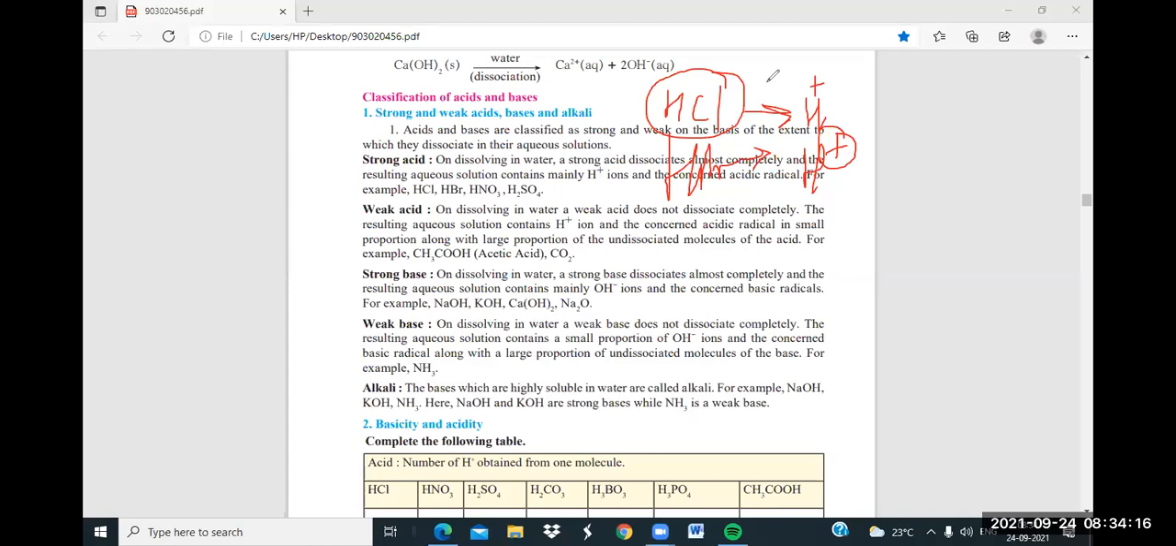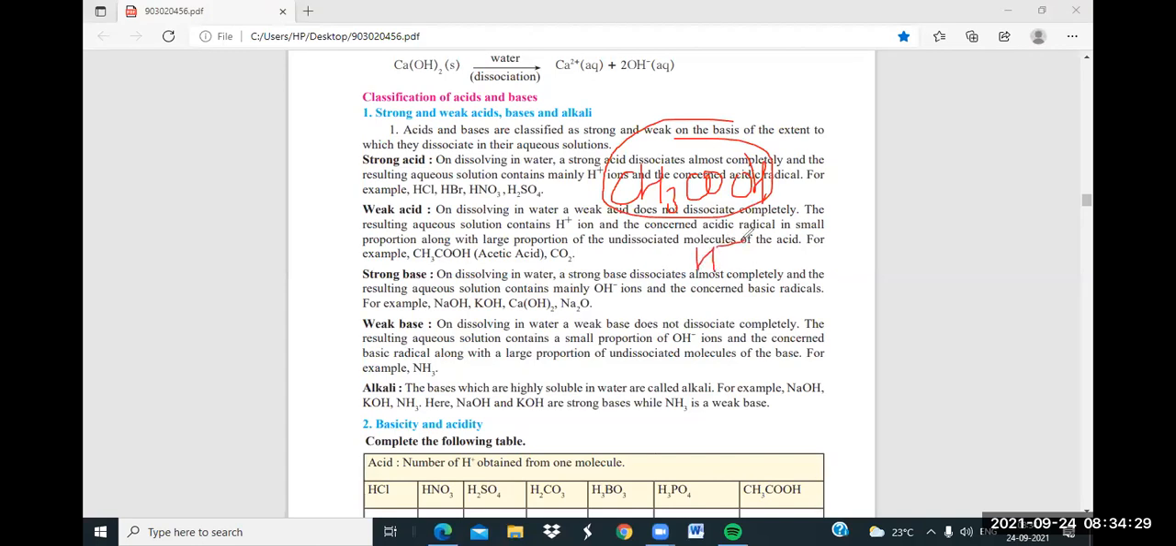And weak acids do not dissociate completely. Given the example CH3COOH, when it is dissolved in the water, it will not dissociate completely and will not give H plus ions as the main constituent. We will get some H plus, but its proportion is less. Due to that reason, it's called a weak acid. Understood? It means these H plus ions are dissociated less, and undissociated molecules are more in these weak acids. Now got it?